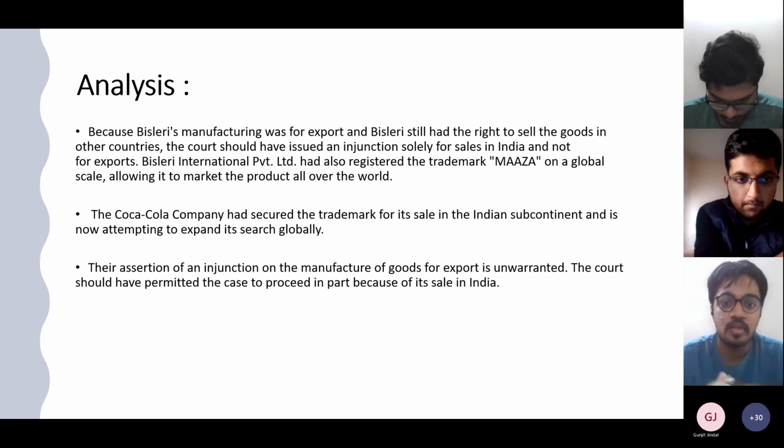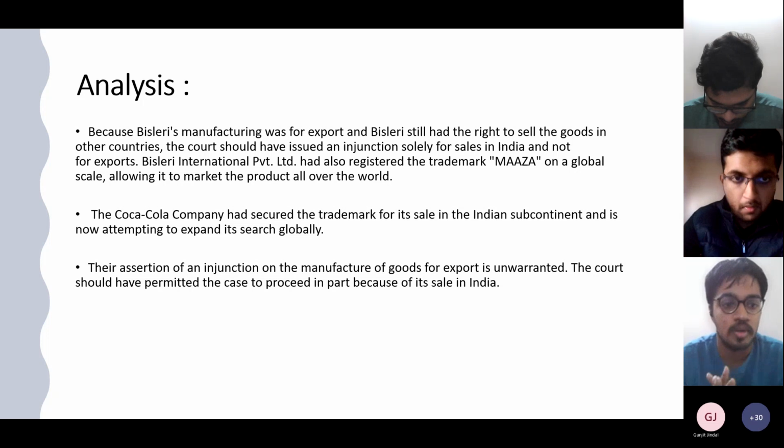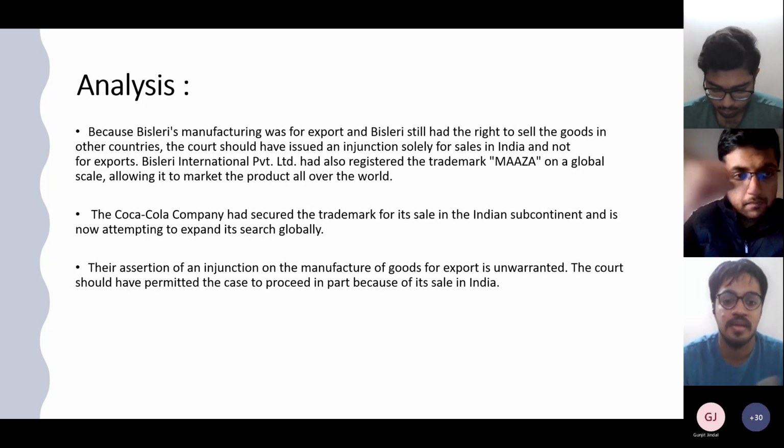And Bisleri also had registered the trademark Mazda on a global scale, which should have allowed it to market the product all over the world. The Coca-Cola side had secured the trademark for its sale only in the Indian subcontinent and is now attempting to expand its reach globally. Their assertion of an injunction on the manufacture of goods for export is unwarranted. The court should have permitted the case to proceed in part because of its sale in India.